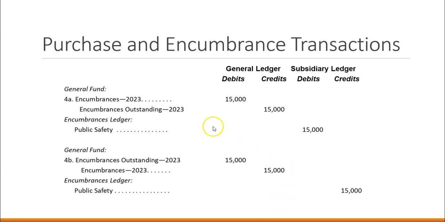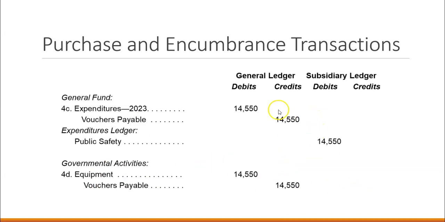Okay, so we see further transactions here. Here is another order. So we've placed an order for $15,000. The second thing is when we have received that $15,000 purchase. So here is when we place the order, we record an encumbrance. When we receive the order, we reverse that encumbrance, and then we record an expenditure.